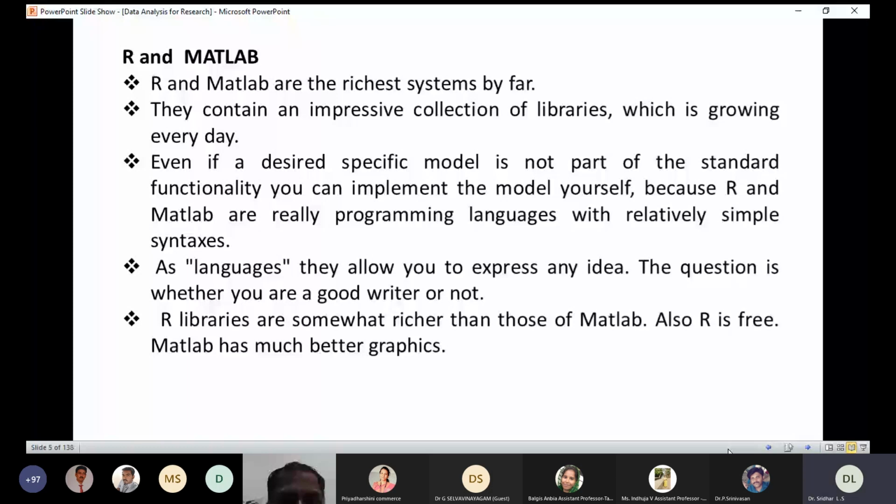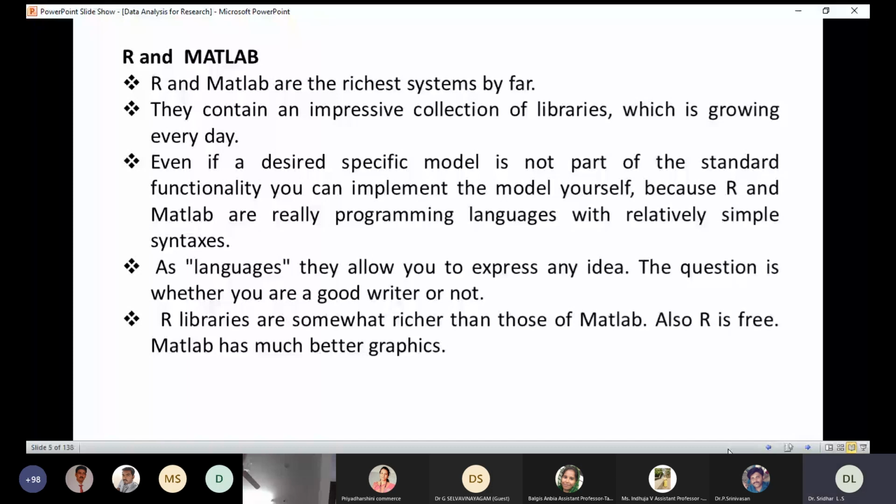And MATLAB also is given equal importance. The people who are users of MATLAB, especially those doing science and finance research, can use MATLAB. MATLAB is good for giving output, and the R program is good for its output, and MATLAB is better in the graphics. That's the difference between R and MATLAB.